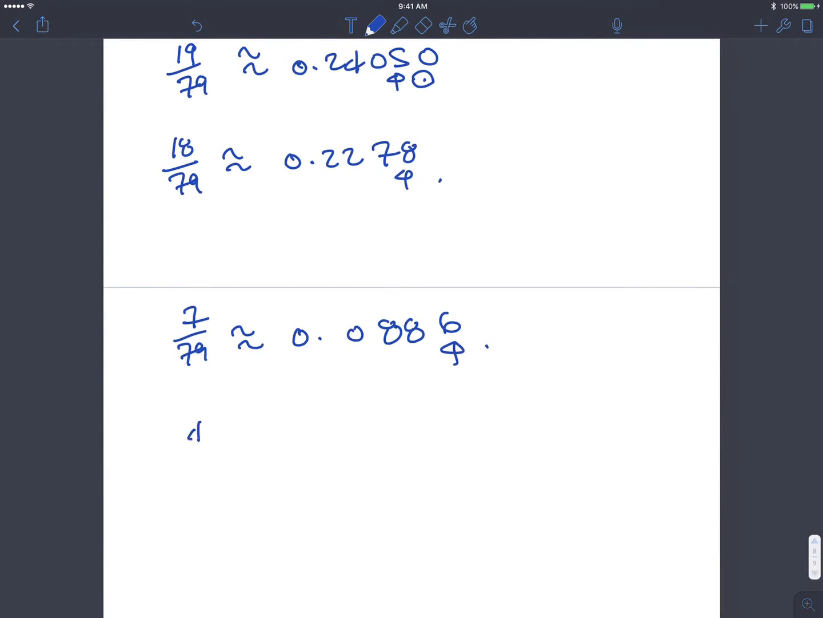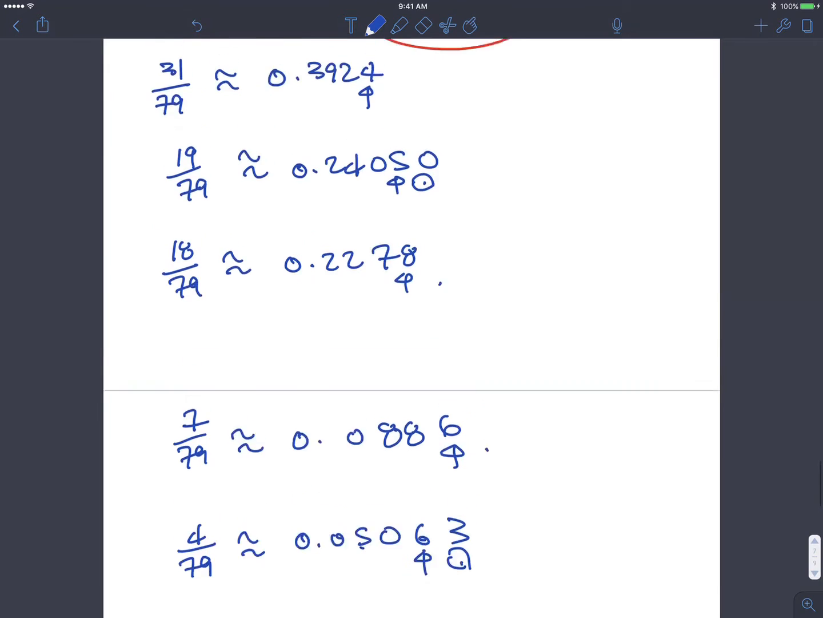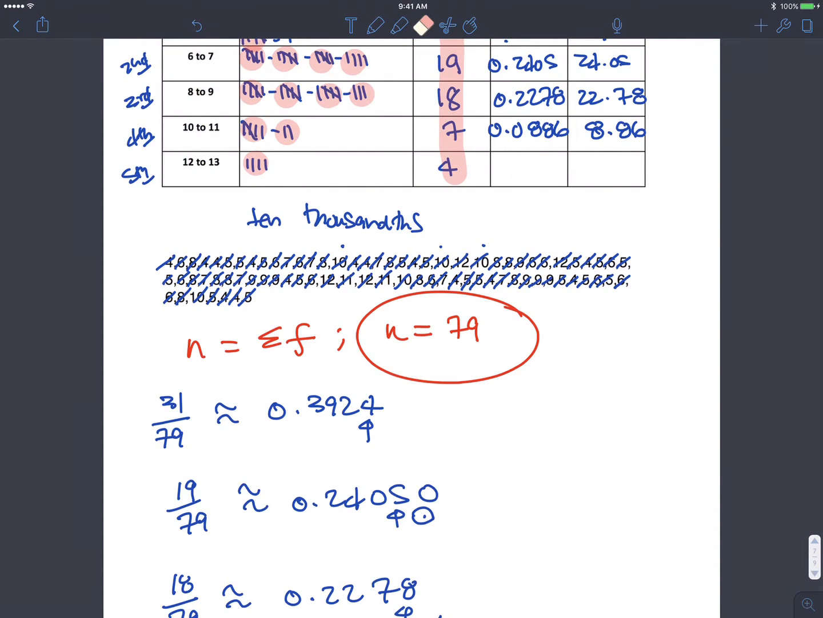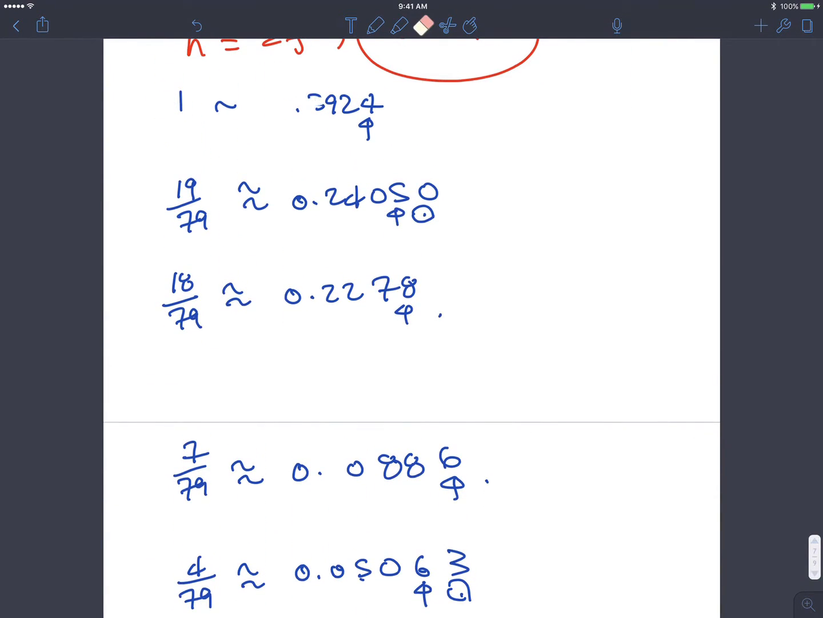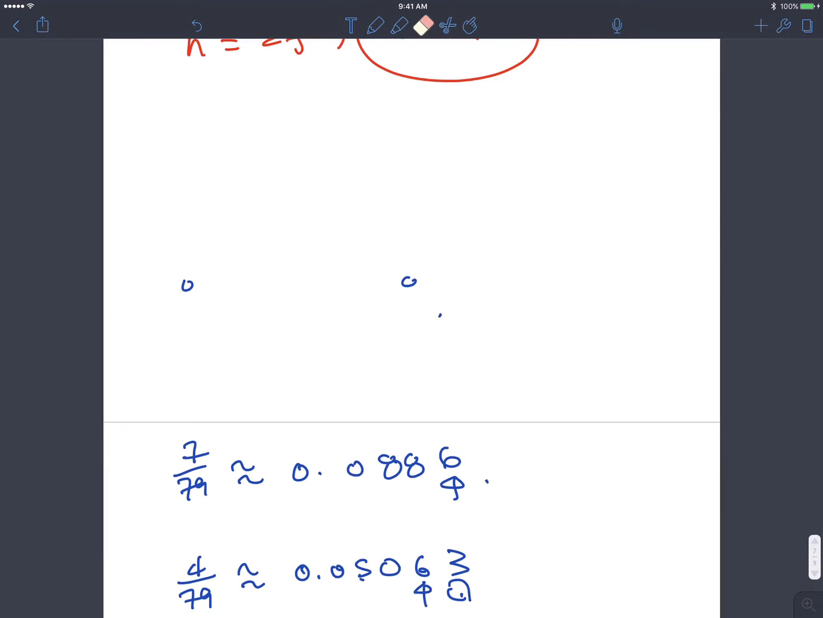And then 4 out of 79. Let's see what this gives us. And then we end up with 0.05063. 1, 2, 3. 6 is in the 10 thousandths position. Look at the 3. 0.0506, and 5.06%. We now have our relative frequencies. So let's get rid of all of these decimals so we can use this space here to start to answer some of these questions.